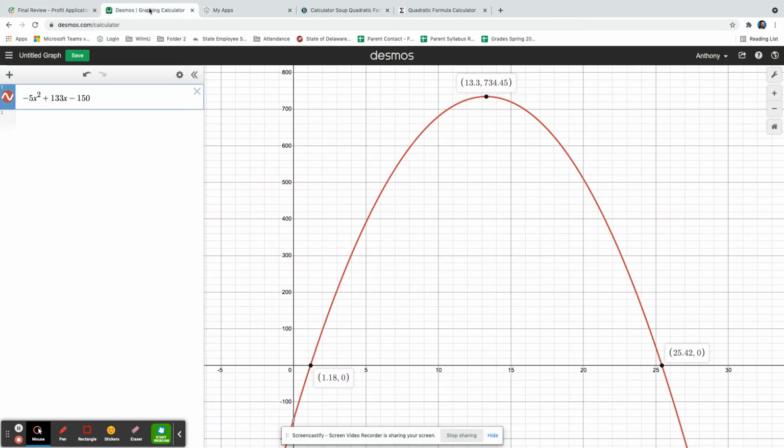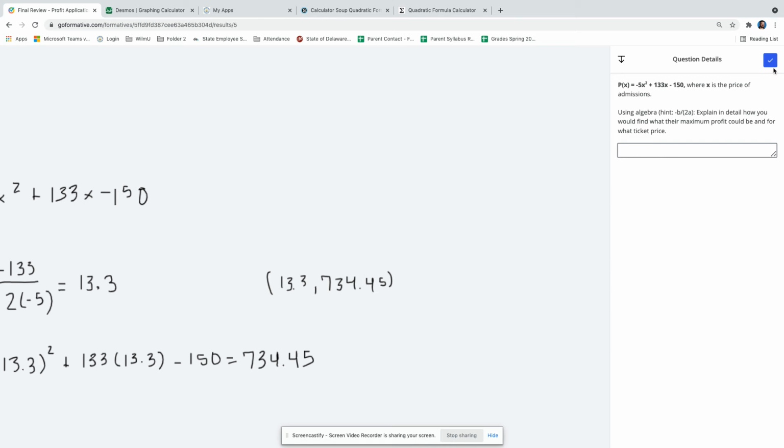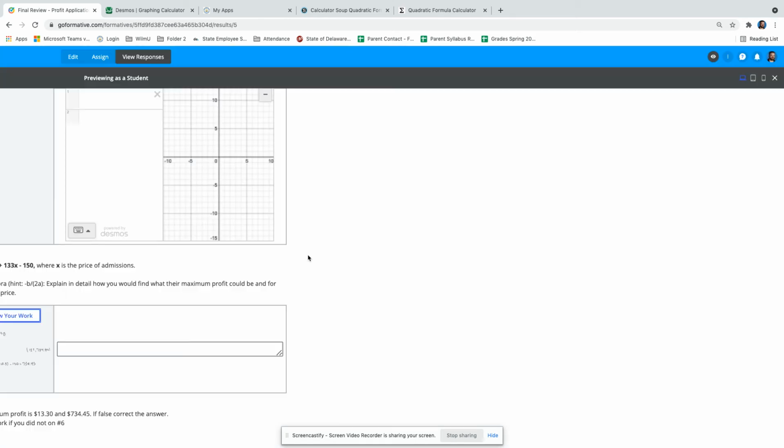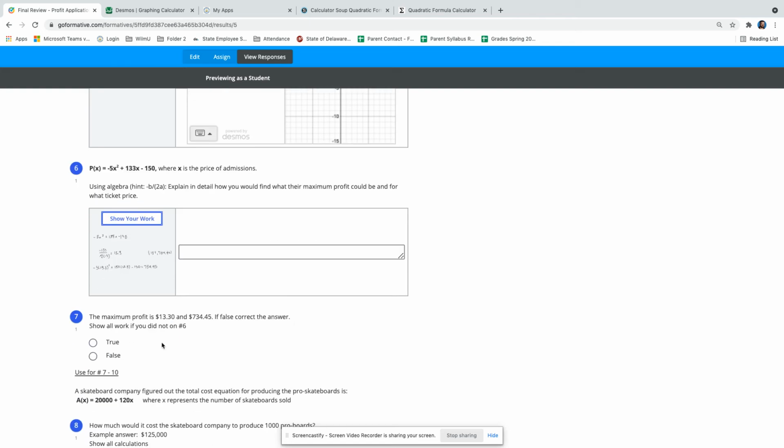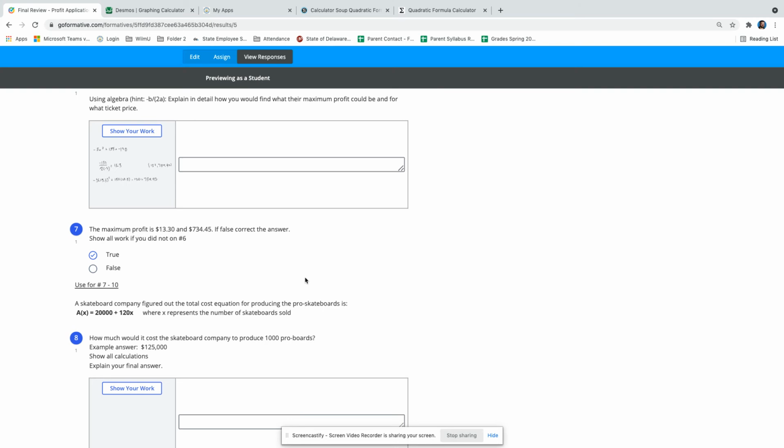So, on your final exam, you're going to be asked to show evidence of your solutions. So that's always a good idea, to be able to show that there. You can put your explanation in of how we did that. That choice is yours. So we got here the maximum profit is 13.3 and 734.45. That is what I got. So I'm thinking that's true. I wish we would word this as the maximum profit is $734.45 when we charge $13.30, but either way, that's okay.